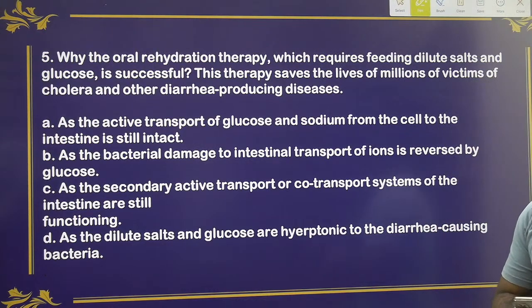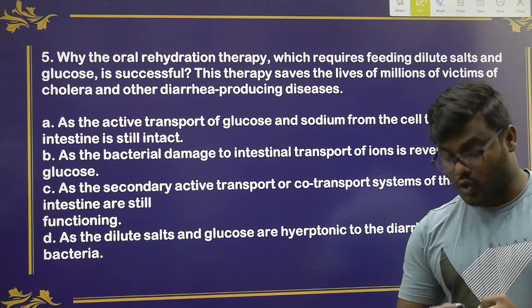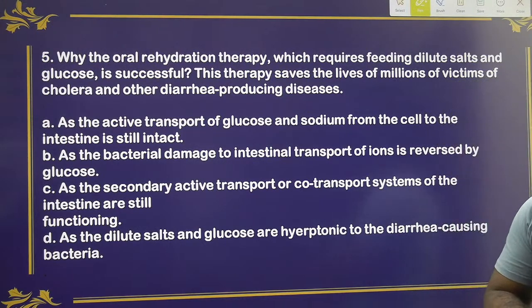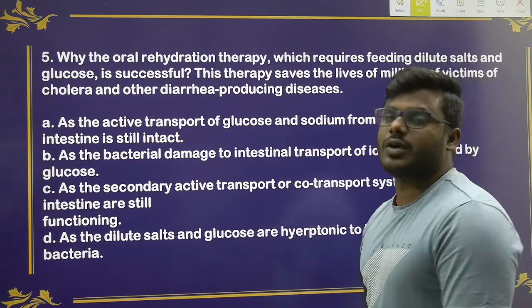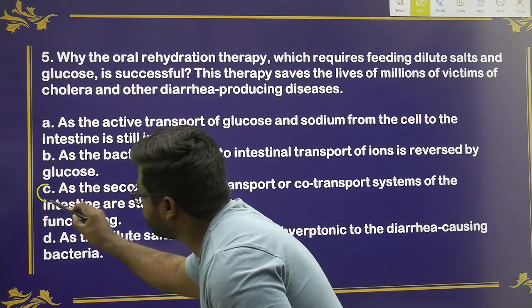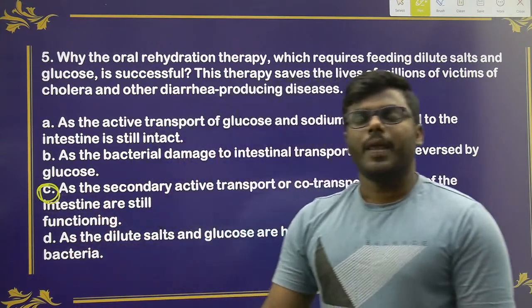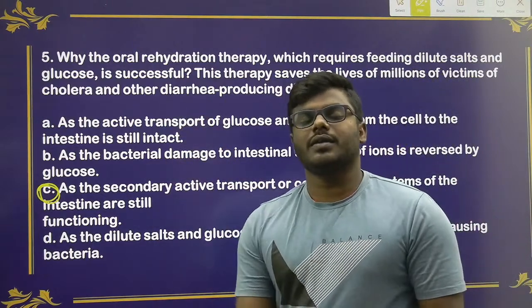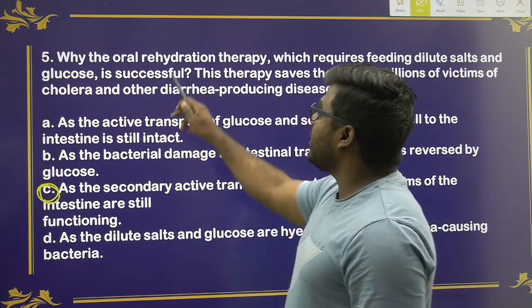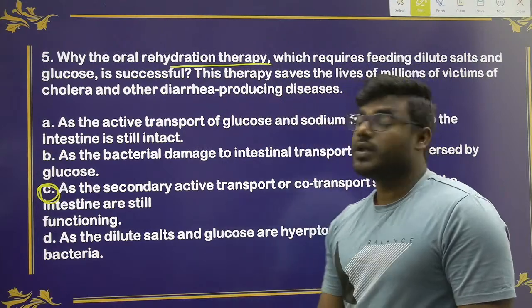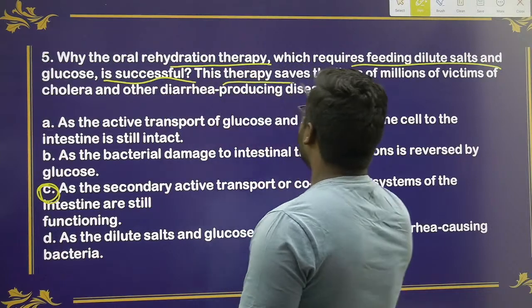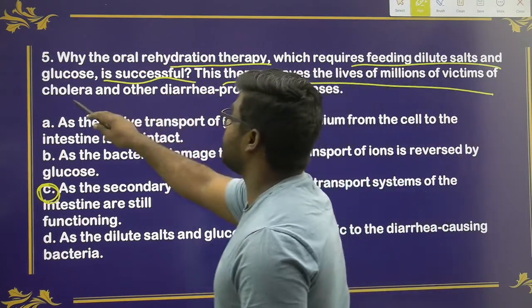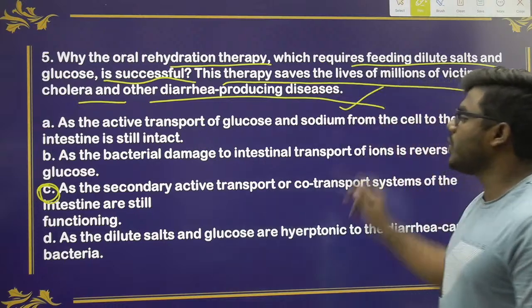15 more. 10 seconds. Stop. Anyway, the correct answer for question number 5 is C. Everyone look into the given question. The question says: why is oral rehydration therapy, which requires feeding dilute salts and glucose, successful? This therapy saves the lives of millions of victims of cholera and other diarrhea-producing diseases.